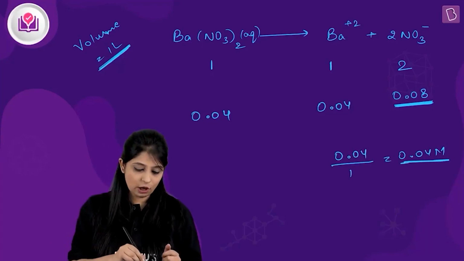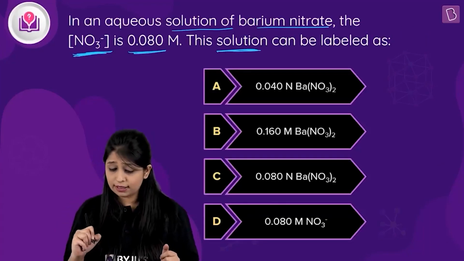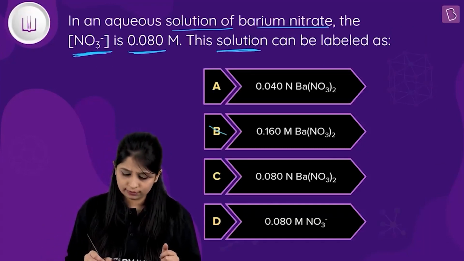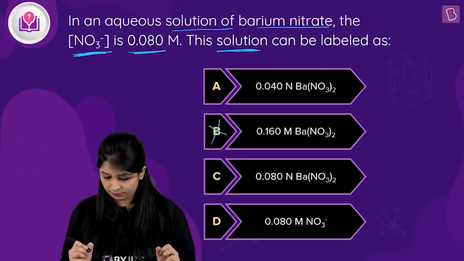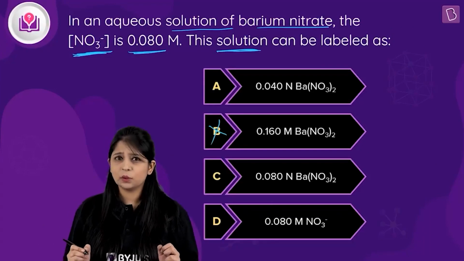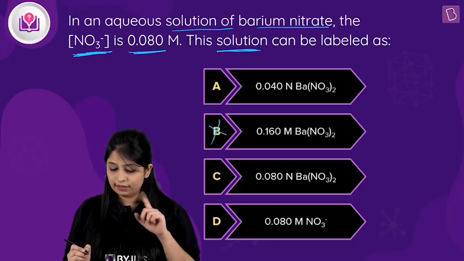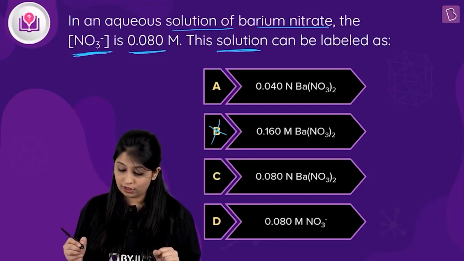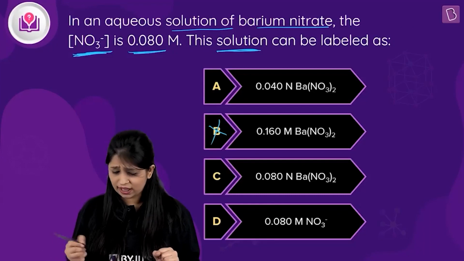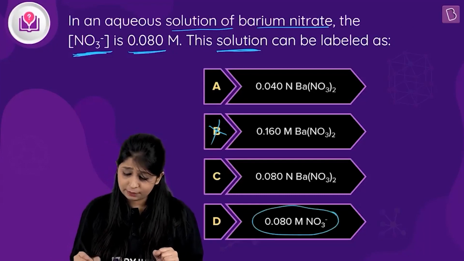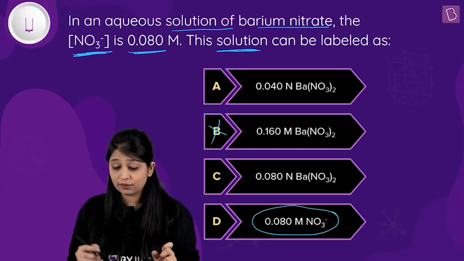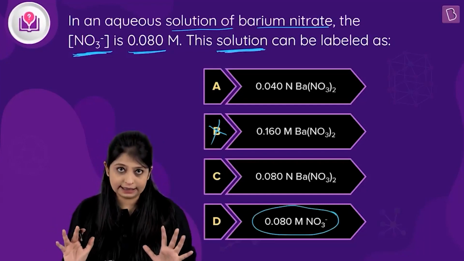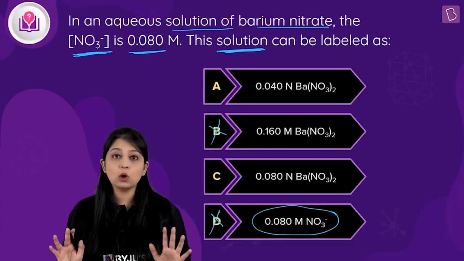Right? Let's check out the options. Okay. So it says 0.04 normal. Okay. 0.16 molar. No, it is 0.04 molar. Right? 0.08 normal. Okay, we have not checked the normality. We still have to do that. Option D says 0.8 molar of nitrate ions. Okay, this might seem correct, but we have to find out the concentration of the solution, not the nitrate ions, right? So that's why option D is also not correct.